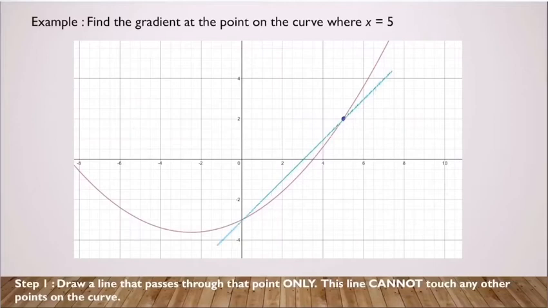Can this line be the line that I want? Does it pass through that point? And does it not pass through any other points? The answer is no, because this line touches another point on the curve. We do not want the line to touch any other point on the curve except that point that we want.